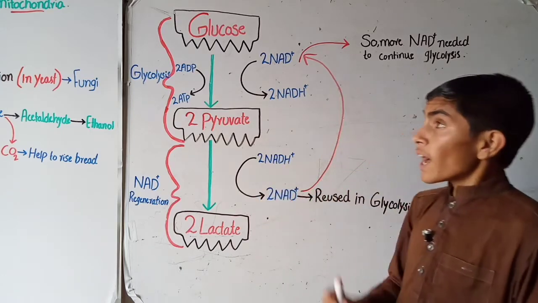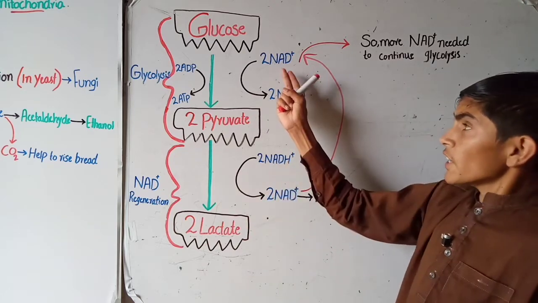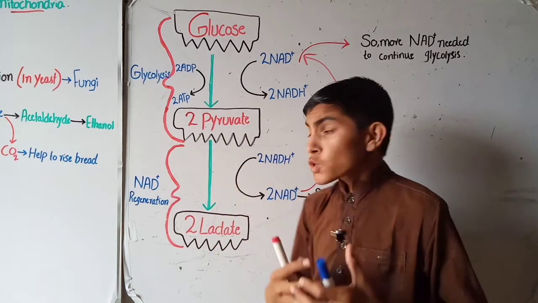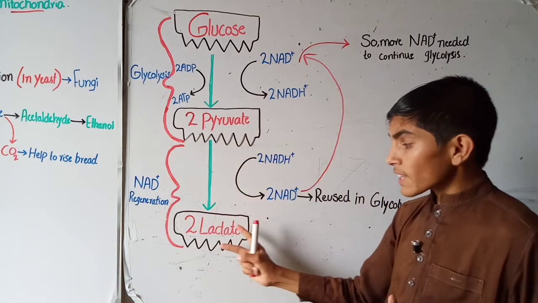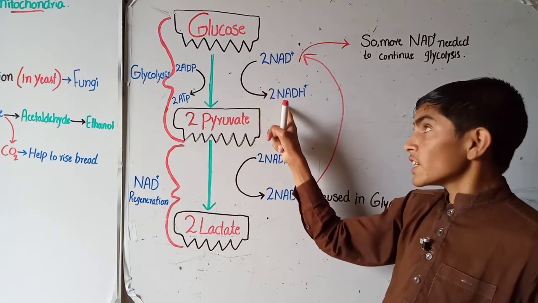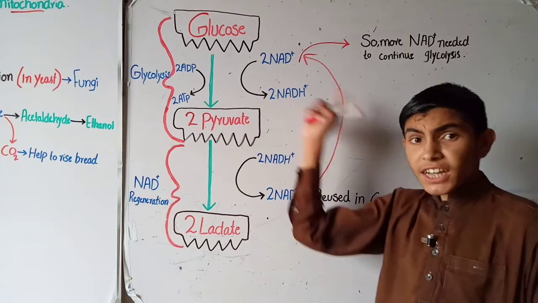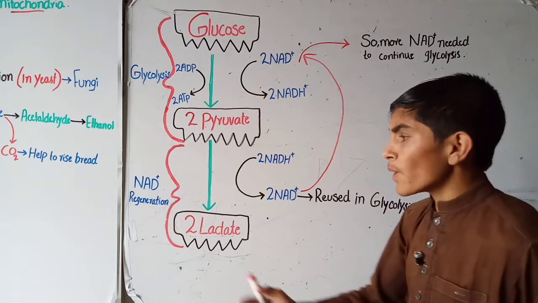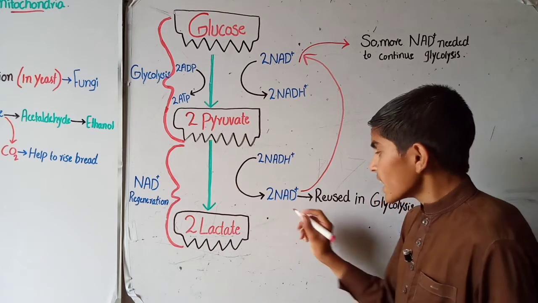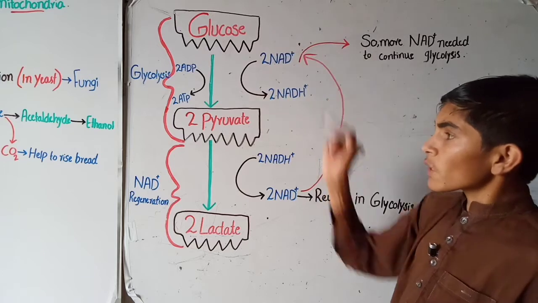So why is glucose converted into lactate? Because NAD is needed for the continuation of the glycolysis process. This NAD is formed in the lactate step, and then gives the NAD to glycolysis, and glycolysis again gives the reducing power NADH to the lactate step, and this cyclic pathway goes on. Therefore this is called NAD regeneration, meaning that the NAD is produced again and given again to glycolysis.